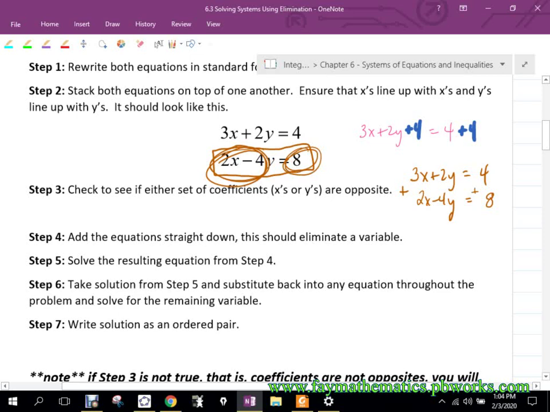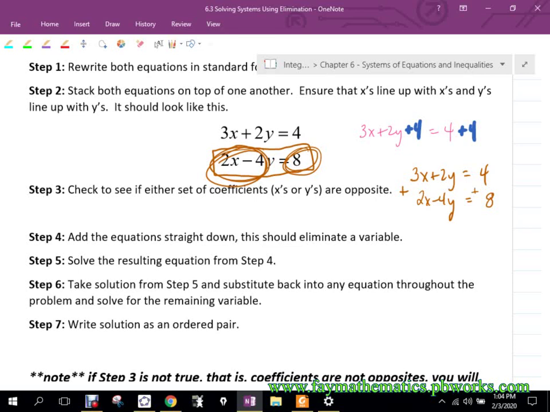So there's 2 steps that we're going to do here. We're going to either multiply equations by some number to change their coefficients. And once that is done correctly, we are going to add straight down. We're going to add these 2 equations to one another.